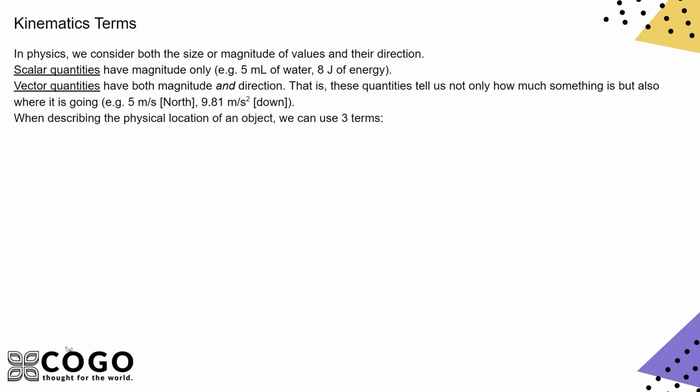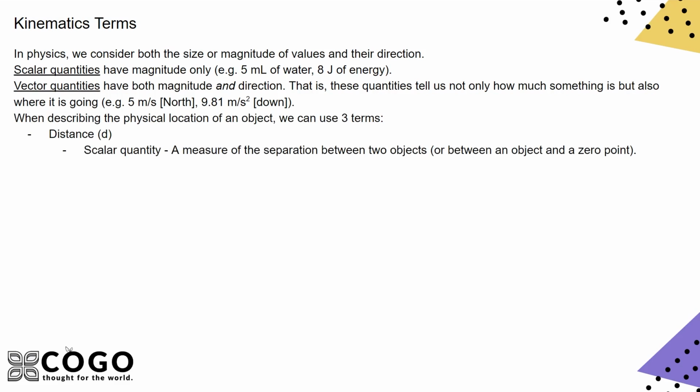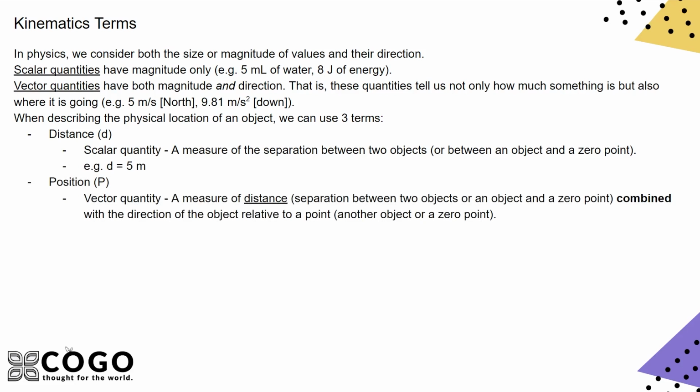When describing the physical location of an object, we can use three terms. Firstly, distance. This is a scalar quantity and is a measure of the separation between two objects, or between an object and a 0 point. Secondly, we can also describe the position of an object. Unlike distance, position is a vector quantity. Position is a measure of distance, which is the separation between two objects or an object and a 0 point, combined with the direction of the object relative to a point that is oftentimes a 0 point.